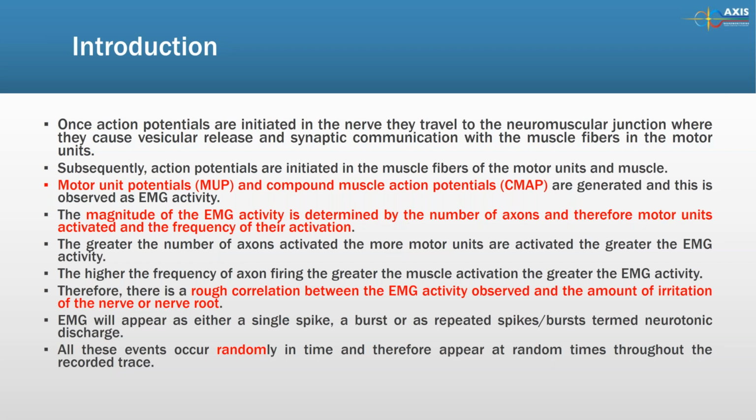The magnitude of EMG activity is determined by the number of axons, as mentioned earlier, and therefore the motor units activated and the frequency of the activation. The greater the number of axons activated, the more motor units are activated and the greater the EMG activity. So if more axons are fired, the activity will last for a longer time. The higher the frequency of axon firing, the greater the muscle activation and the greater the EMG activity. Therefore, there is a rough correlation between the EMG activity observed and the amount of irritation of the nerve root.